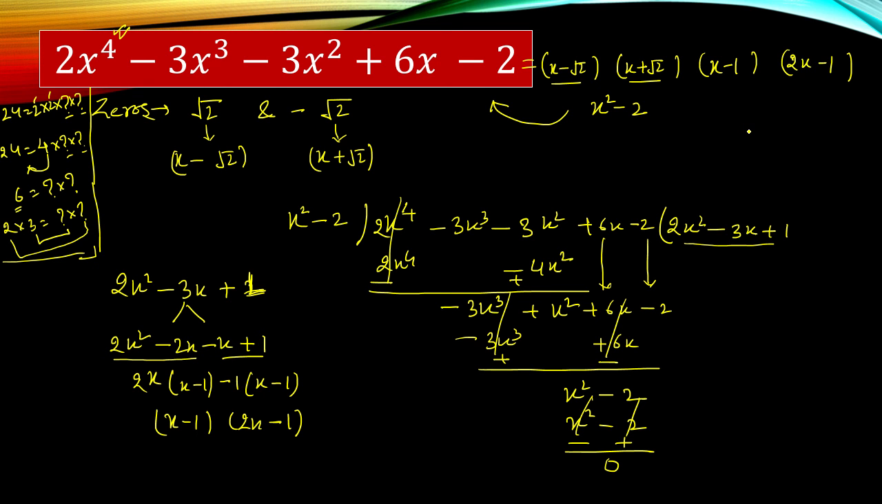Now we have seen concept 2. Concept 2 was what? Equate the factors to 0. So I am going to equate x minus 1 equal to 0 and also 2x minus 1 equal to 0. If we equate the factors to 0, we get the zeros directly. So x equal to 1 is the third zero and x equal to 1 by 2 is the fourth zero. These are the remaining zeros of the polynomial.